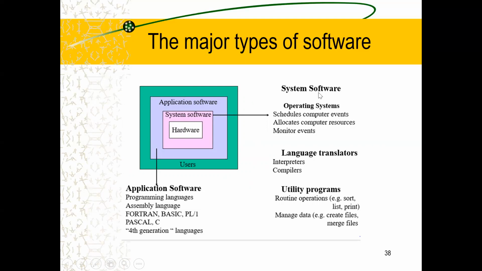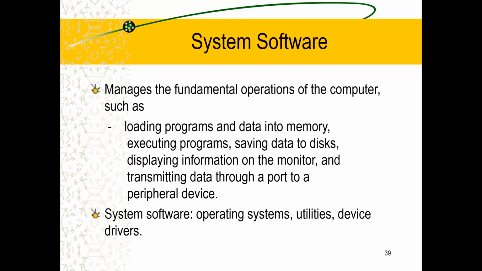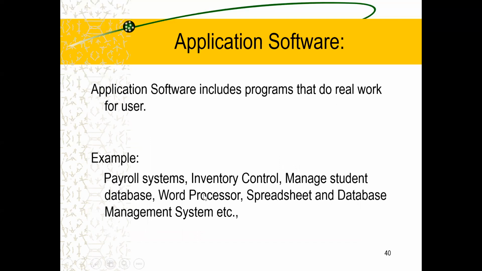In system software, operating systems, language translators, and utility programs are there. Operating systems are for scheduling events and allocating computer resources. In the case of language translators, interpreters and compilers come. In the case of utility programs, routine operations such as managing data, creating files, and merging files come. In the case of application software, we can perform some operations using these languages. As we have already seen, application software is used to do the real work for users. Examples are payroll, inventory control, and managing a student database.